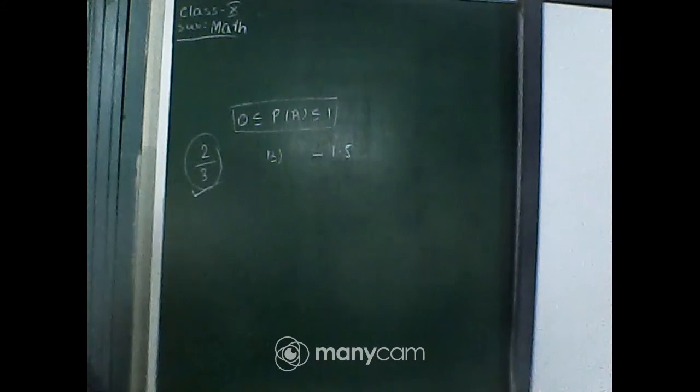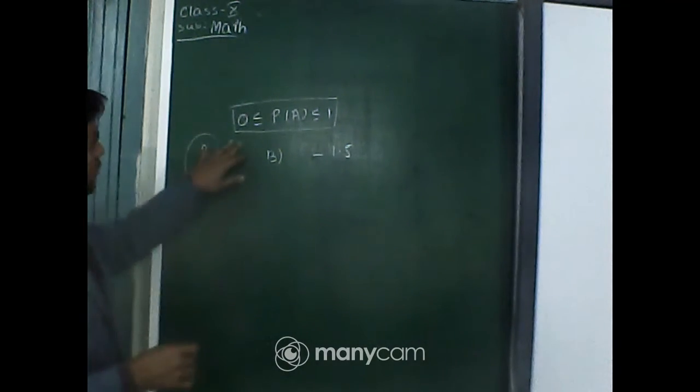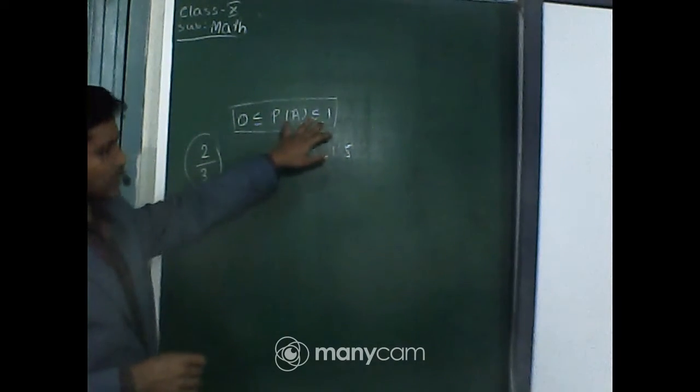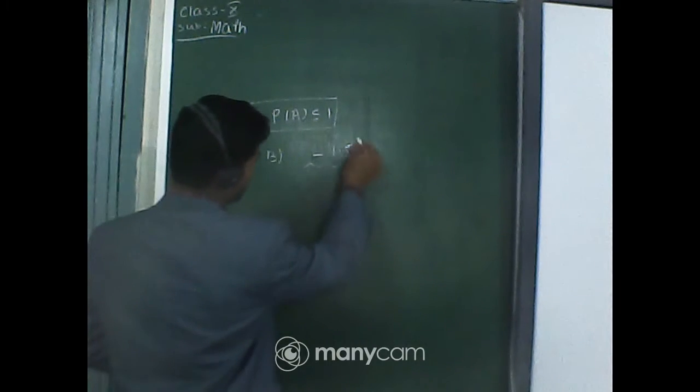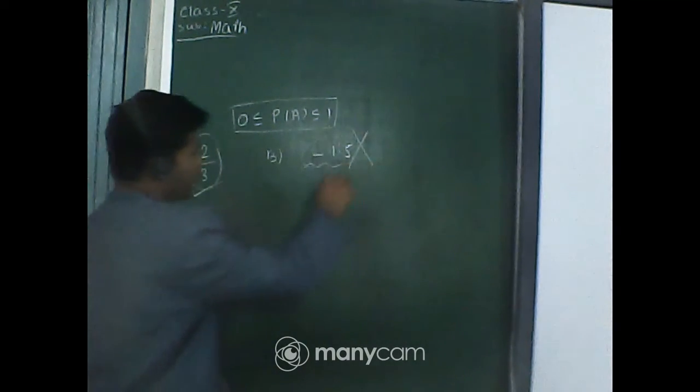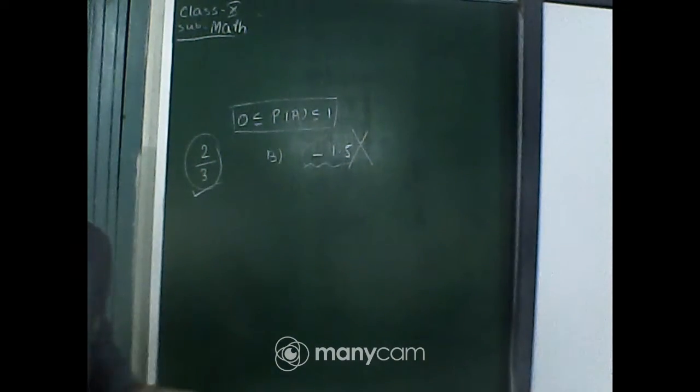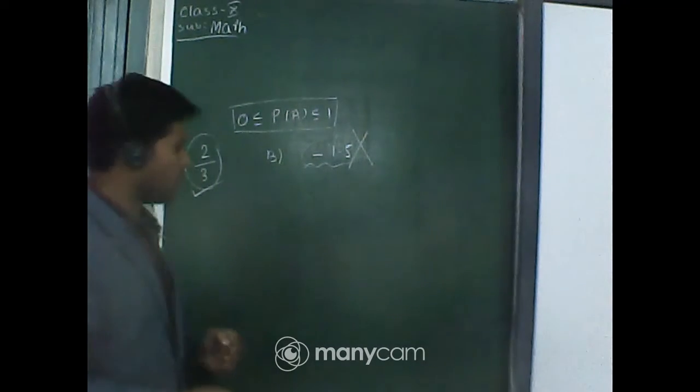So the next option is minus 1.5. Can that be the probability of an event? No, because we know that the probability is greater than 0 and less than or equal to 1, meaning it will be a positive number. But here the given number is a negative number, so that cannot be the probability of an event. Clear?